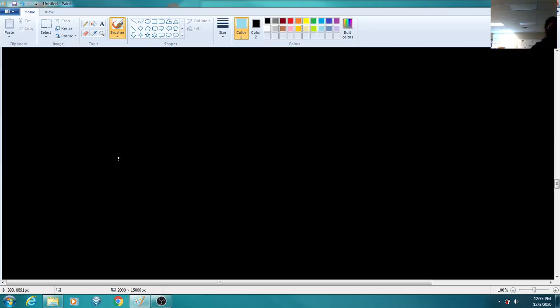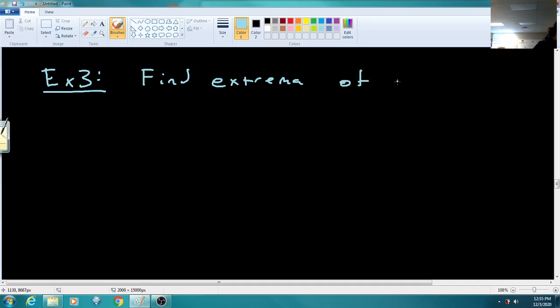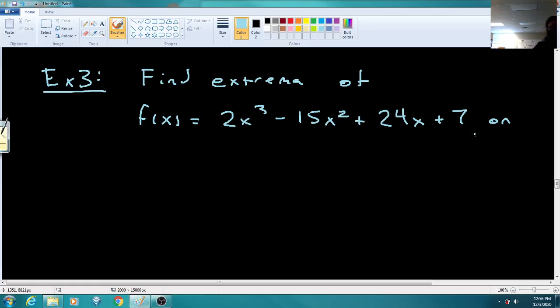So we'll do a quick example with that, and then we'll look at another couple examples over this stuff. So this will be example 3. We want to find the extrema of f of x equals 2x cubed minus 15x squared plus 24x plus 7 on the interval 0 to 6.